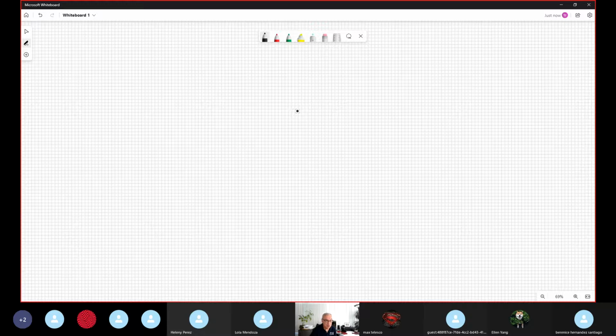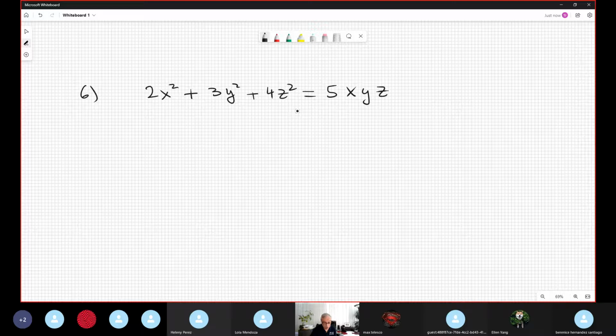Okay, good. Number 6 is about implicit differentiation. Let's give it this expression: 2x squared plus 3y squared plus 4z squared equal 5xyz. Well, the only thing it should do is express it in implicit form. And implicit form is exactly the same. The only thing is the right hand side is 0.